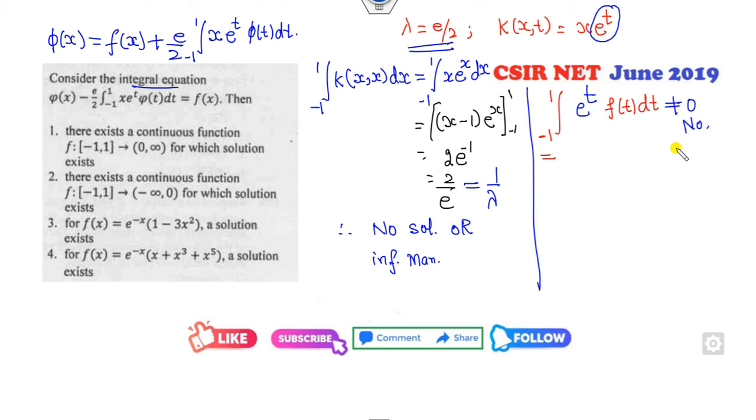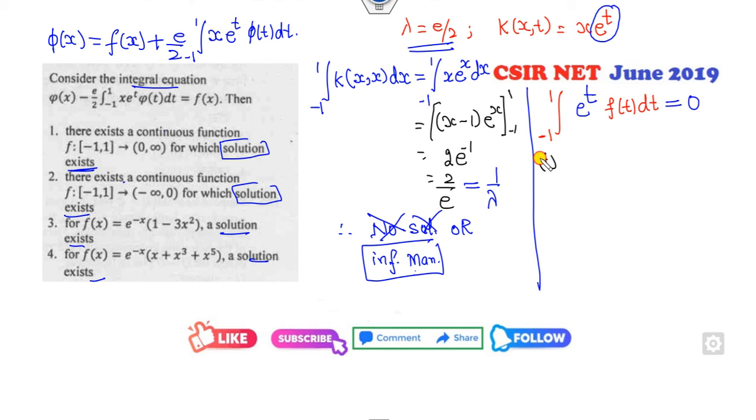Look at the options. There exists a function for which a solution exists. That means no solution will be cancelled out. There exists a function for which the solution exists, which means they are talking about infinitely many solutions. So my target is to check this one. Now look at the first option. Can you find a function f? Can you think of any function f whose integration will be zero? You can see about that.